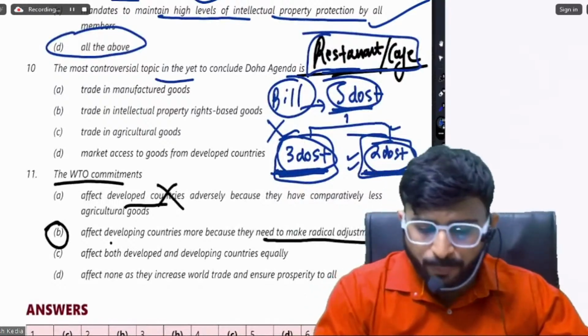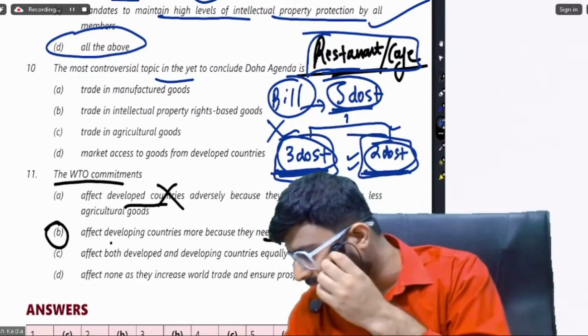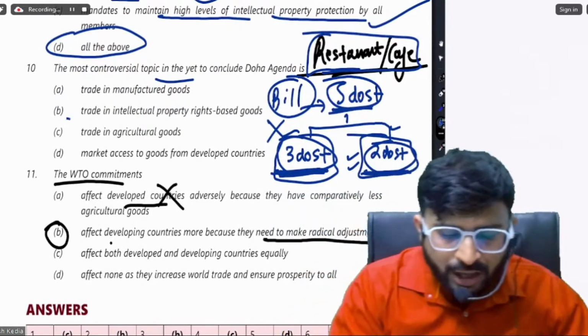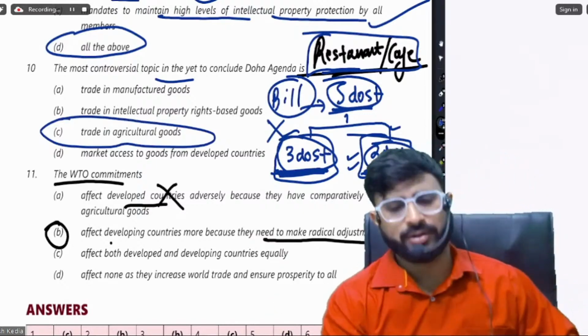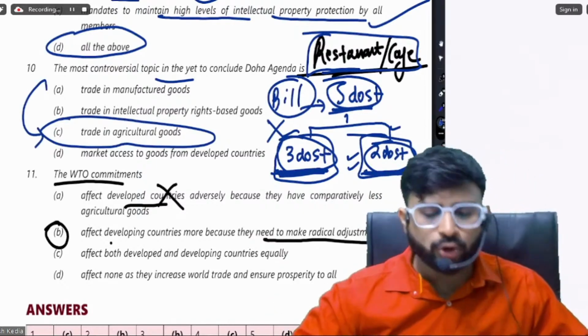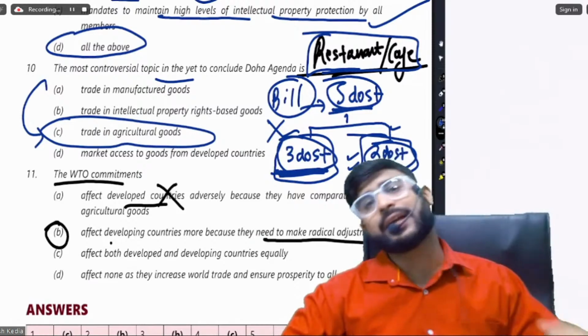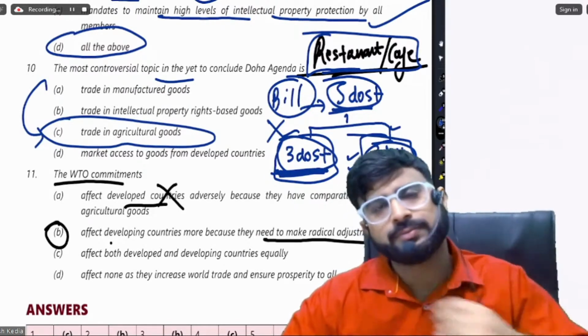The most controversial topic yet to conclude in the Doha agenda is a very easy question, friends. Agriculture goods, it is not yet concluded. In the Doha agenda, agricultural goods trade is not yet concluded. Doha agenda, 2001, Qatar.